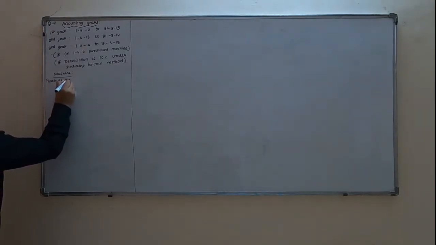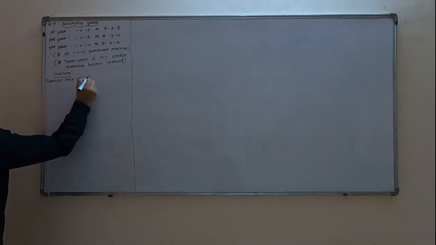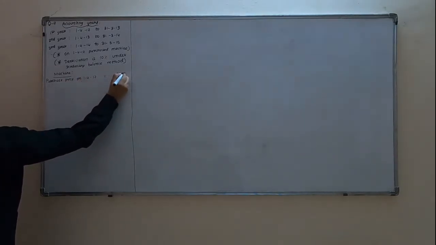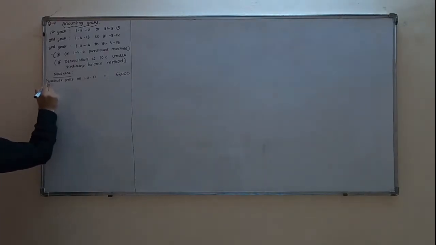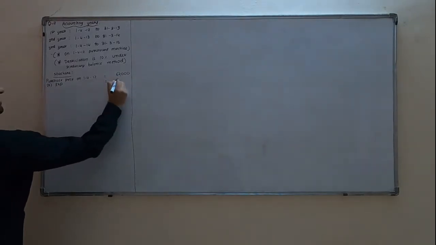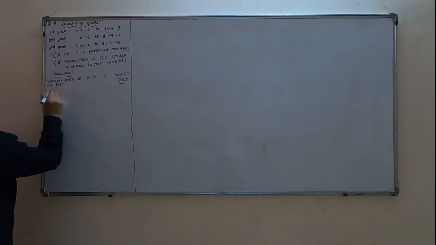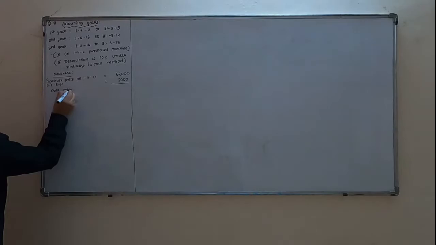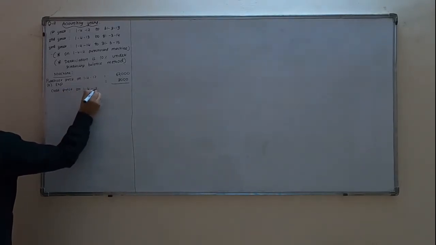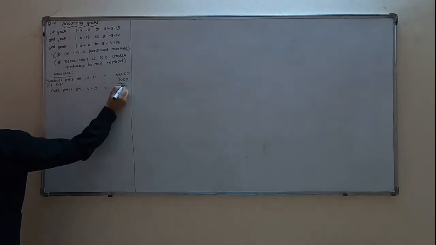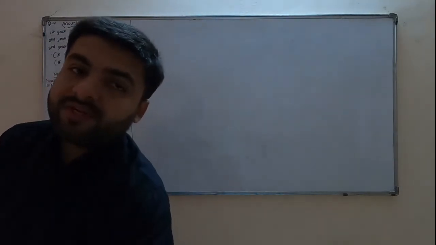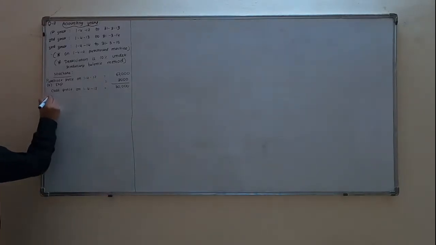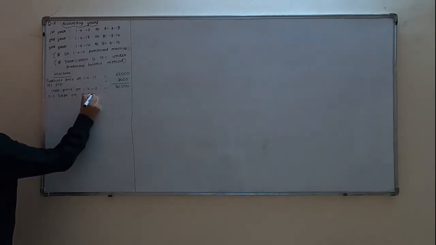So purchase price on 1/4/12 is 67,000 plus expenses, all other calculations are same, 3,000. Cost price on 1/4/12 will be 70,000. So I am not writing cost price as a base because it is the reducing balance method. Okay, so we are on 1/4/12, we just need to calculate the depreciation 3 times. So minus depreciation on 31/3/13.